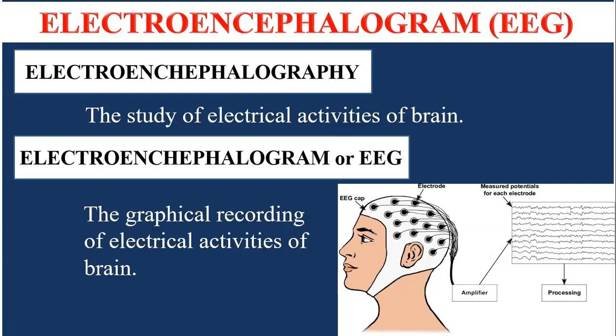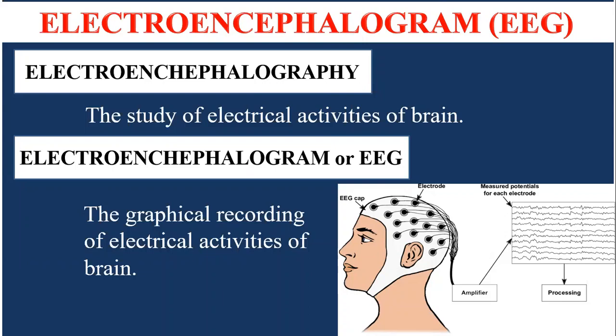How is this EEG set up? The EEG is set up so that metal electrodes are placed on different positions of the skull or the head of the patient, and these electrical wires are connected to a recorder that records the graphical representations. These graphical recordings represent the activities of the brain, or the nerve impulse transmission, or the nerve cell activities of the brain.